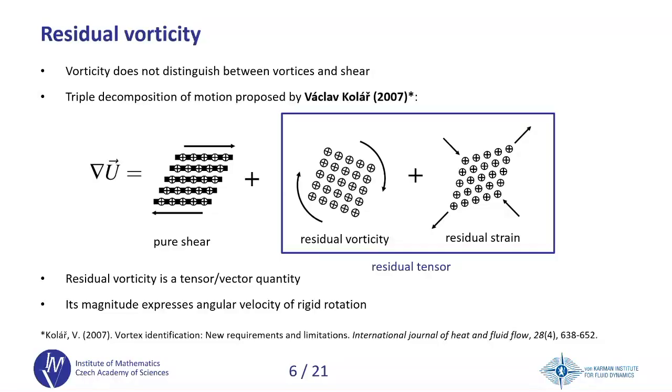This method has the advantages that the residual vorticity is a tensor or vector quantity, so we don't have just a value, but we also have the axis of rotation and the sense of rotation. And also the magnitude has some understandable physical meaning, so it is related to the rate of rotation of a rigid body.